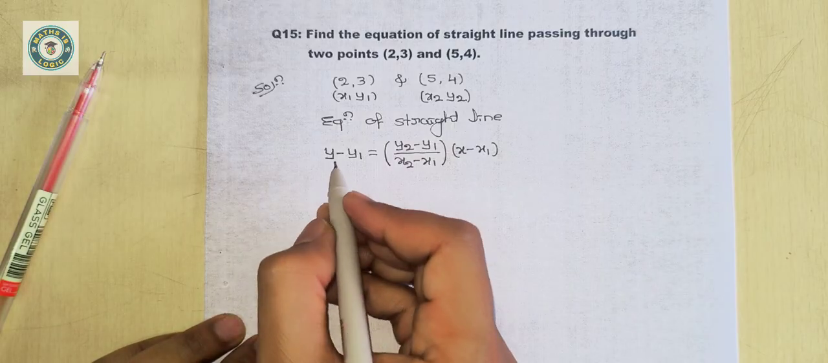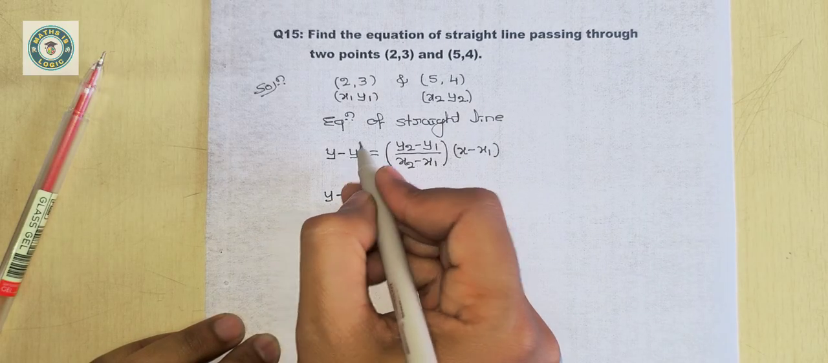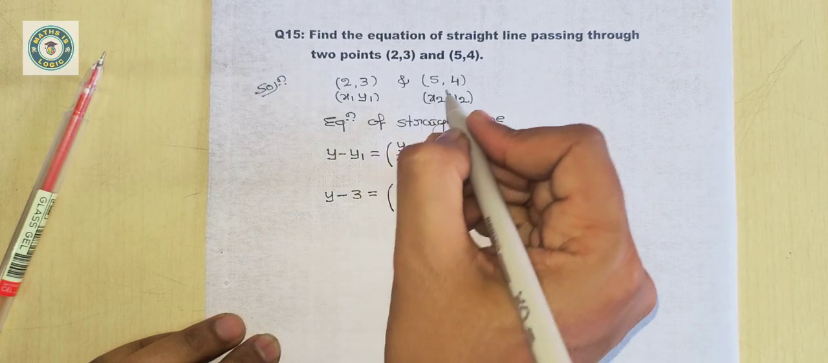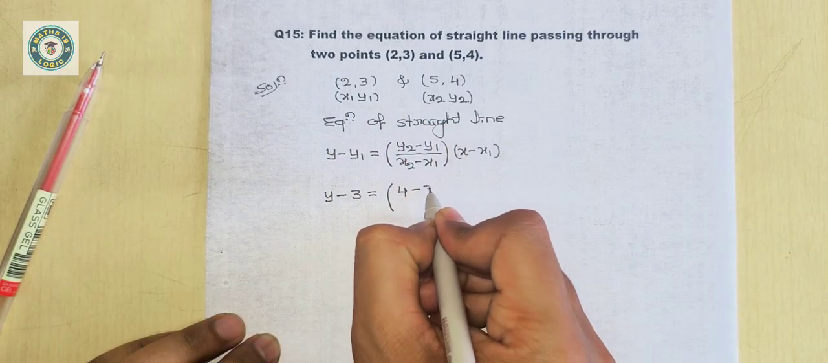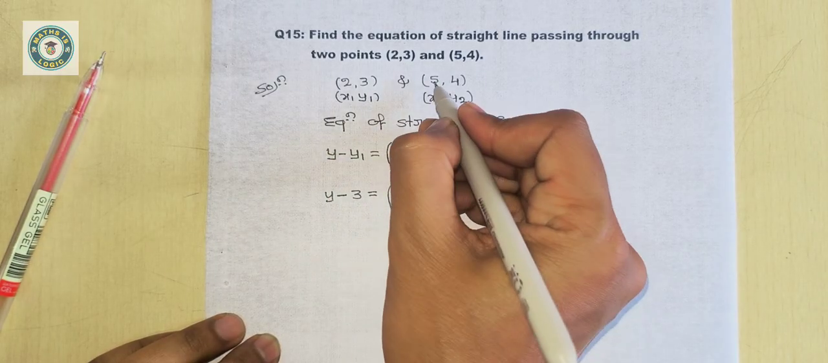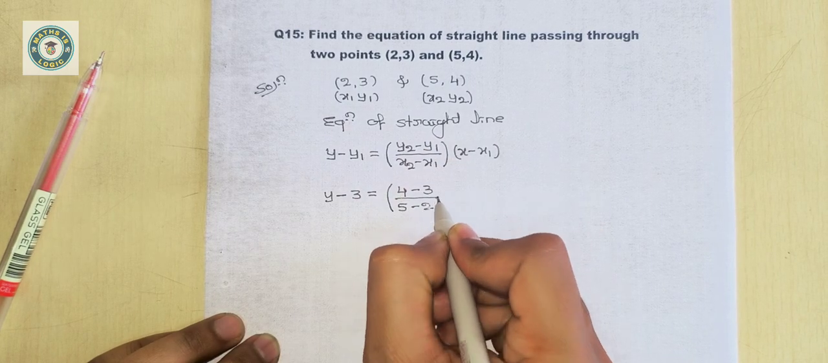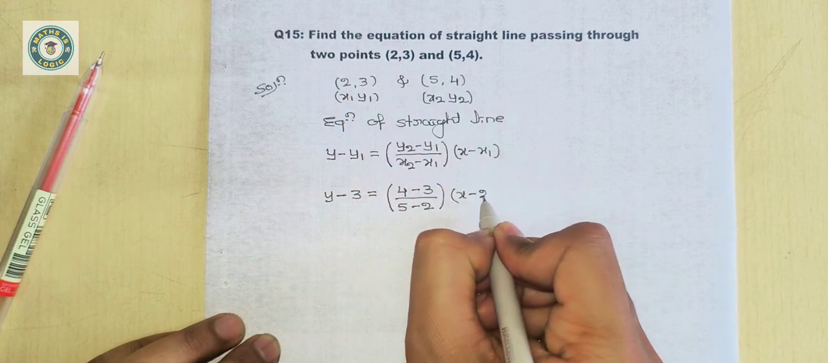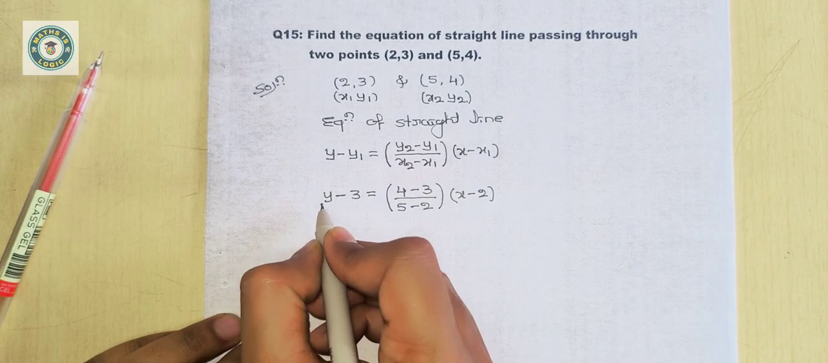X1. So next substitute the values. Y, keep it as it is, minus y1. y1 is 3, equals to y2. y2 is 4, minus y1 is what here? 3, divided by x2 is 5, minus x1 is how much here? 2, into bracket x minus x1 is how much here? 2. After substituting the values, next do the simplification.